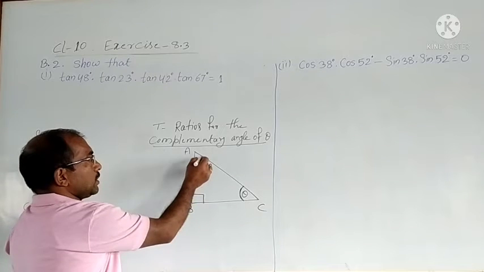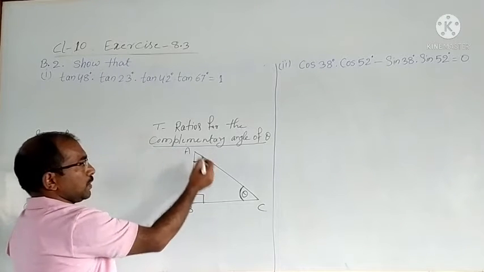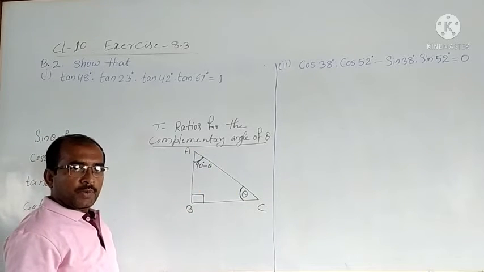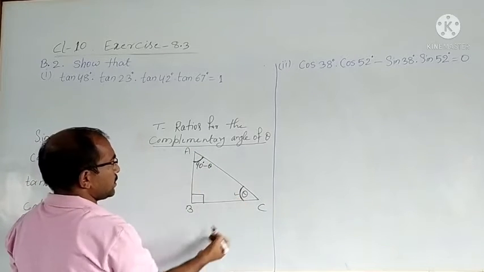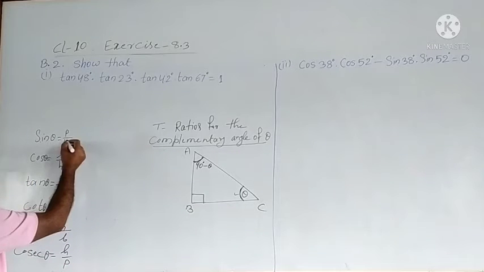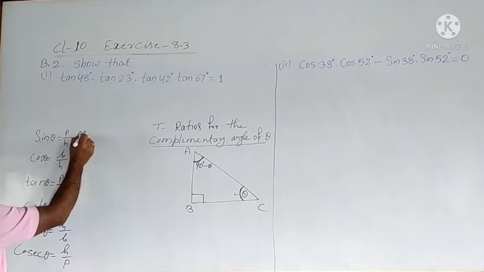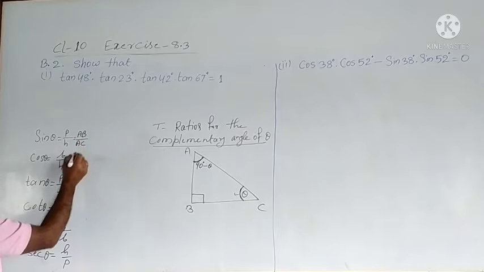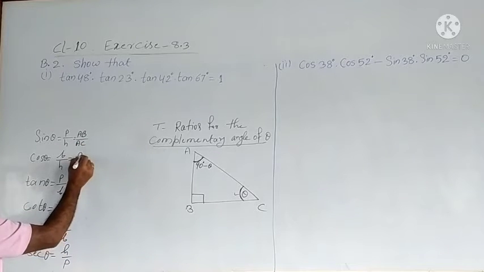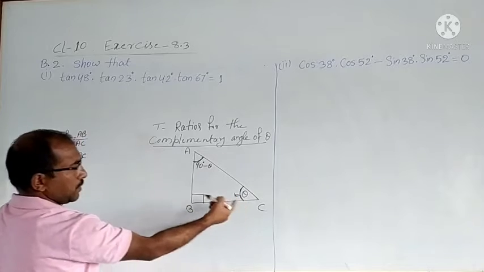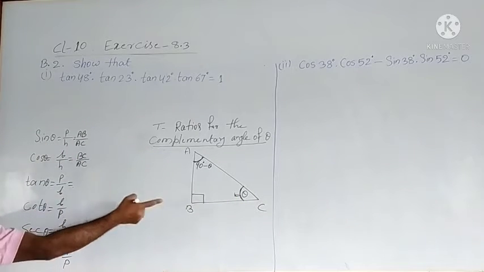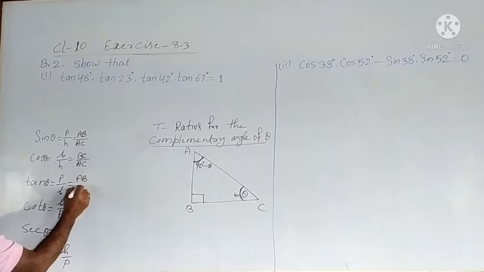So we are going to learn the trigonometric ratios for this acute angle, theta, and for the other angle, 90 minus theta. If we talk about theta, let us write the ratios with the names. Sine is perpendicular AB by hypotenuse AC. Cos is base BC by hypotenuse AC. Tan is perpendicular by base, AB by BC.